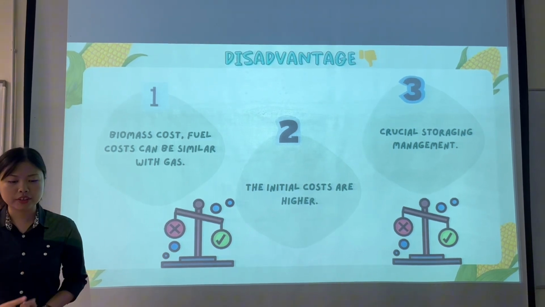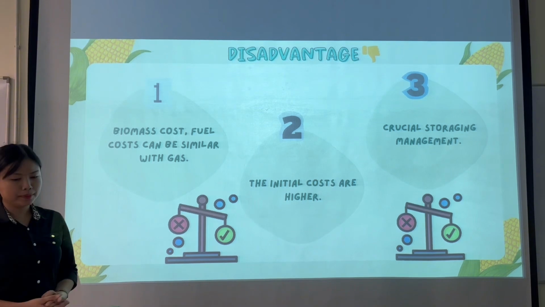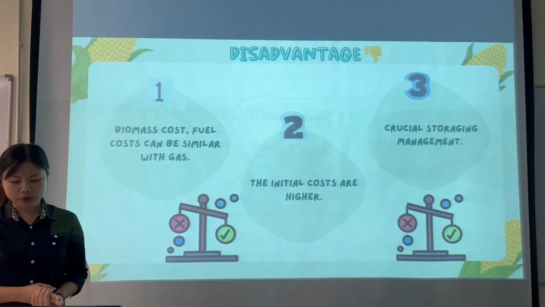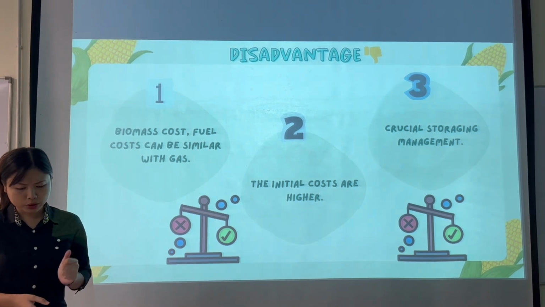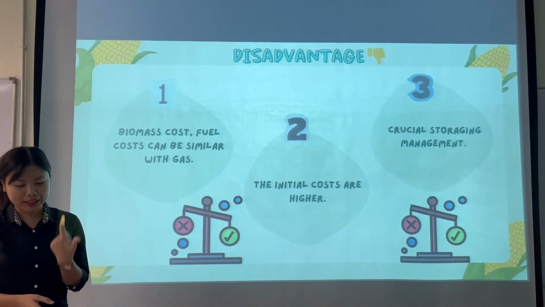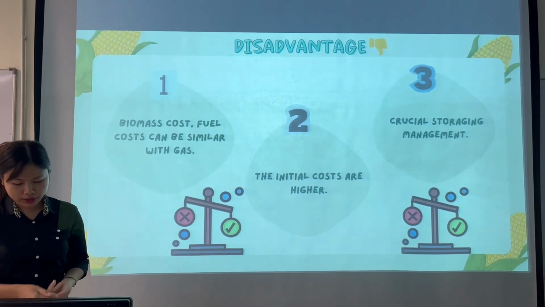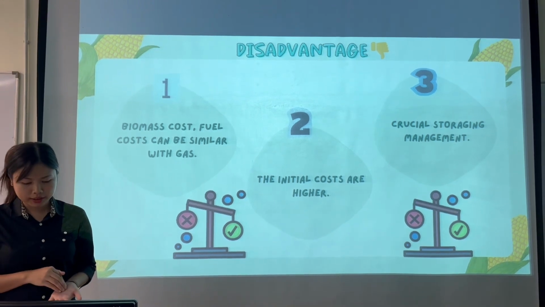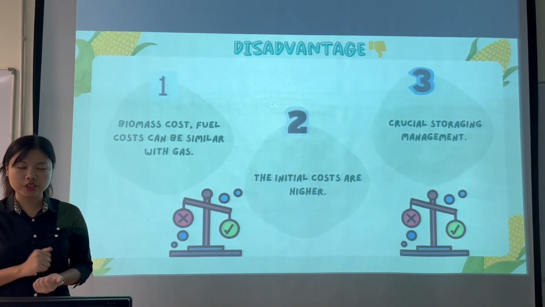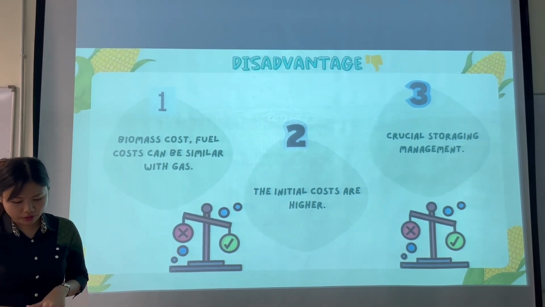Next, the disadvantages. The first one is biomass cost. Fuel costs can be similar to gas. Biomass resources are mostly high cost and less economically viable, especially when compared to cheaper fossil fuel alternatives. And the cost of biomass can vary based on factors such as availability, area, and economies of scale.